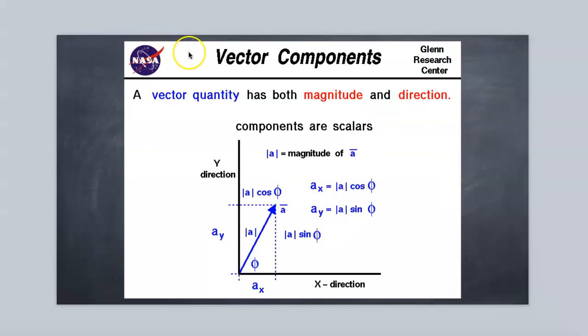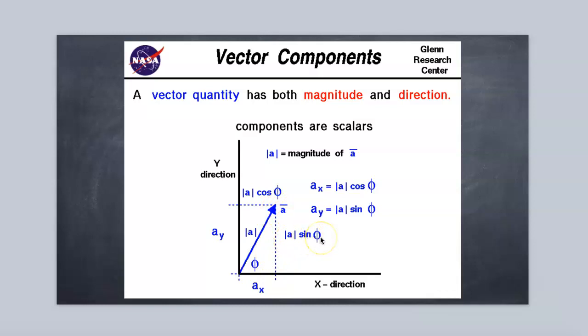So here's a fun little slide I found on the internet. A vector quantity has both magnitude and direction. Okay, so here's your vector quantity. And here they're representing the angle with the Greek letter phi. From this side right here, this side is denoted a sub x. And then this height here of the vector is denoted a sub y. And then they've shown you that the x value can be represented by the magnitude of a times the cosine of phi, and the y component can be found by taking the magnitude of the vector times the sine of phi.